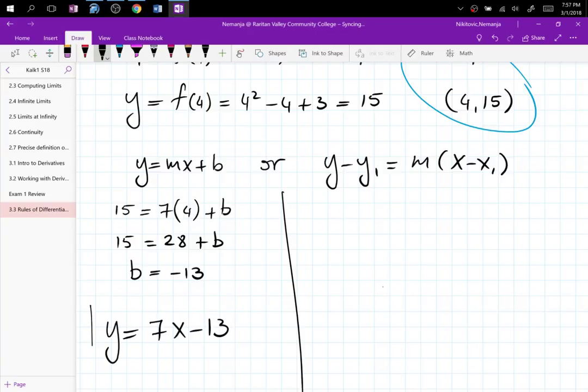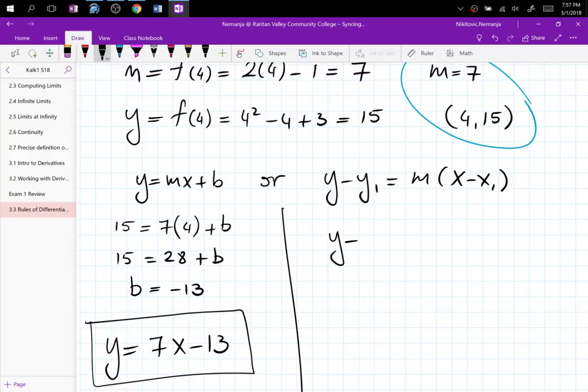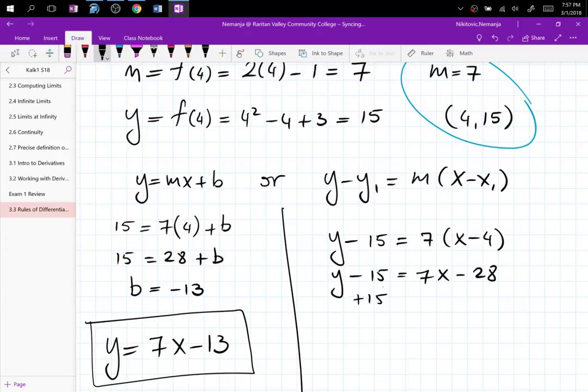If you want to use the other formula, you leave x and y alone, and you plug in your point for x1, y1. So y minus 15 is equal to m times (x minus 4). Sorry, m is 7, thank you. So y minus 15 equals 7x minus 28, add 15 to both sides, and there you go. 7x minus 13 again.